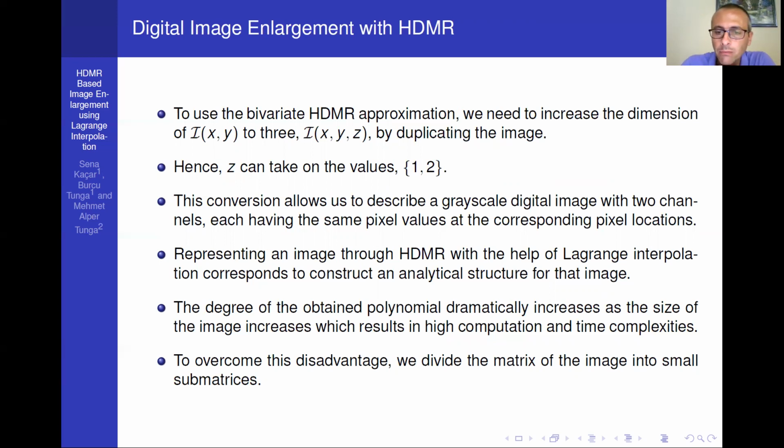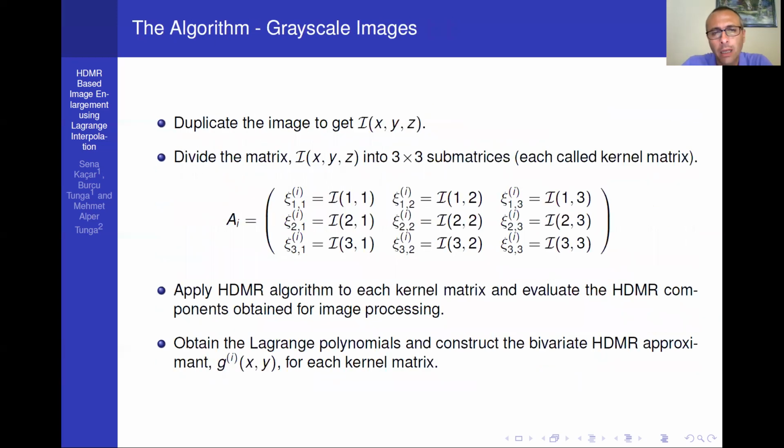To overcome this problem, we divide the matrix of the image into small submatrices. So, in summary, let me give you the steps of our algorithm. When we apply HTML to the grayscale images, we duplicate the image at first. Then we divide the matrix into 3 by 3 submatrices. Each submatrix is called a kernel matrix. And you see here the general structure of each kernel matrix.